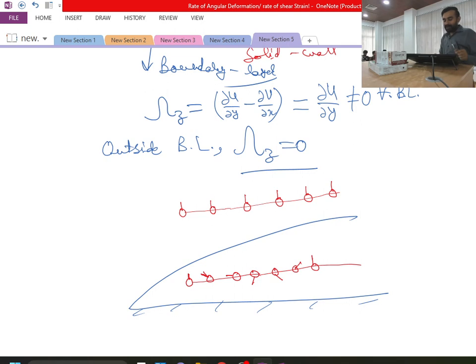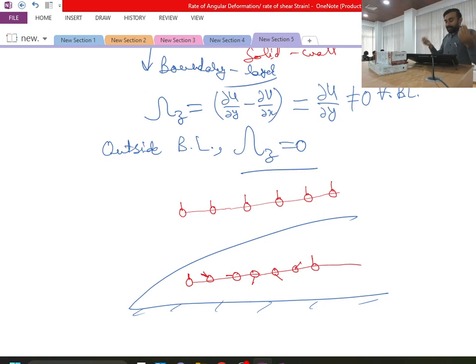So any fluid particle in the irrotational flow will only move in a straight line and will not go through any rotation. If it is not going through any rotation, it will not have any angular deformation. On the contrary, a fluid particle flowing over here will keep on rotating and will go through angular deformations and angular rotations. Fine.